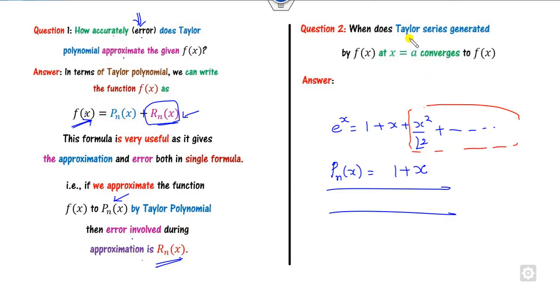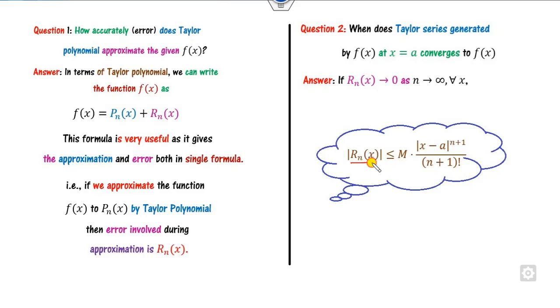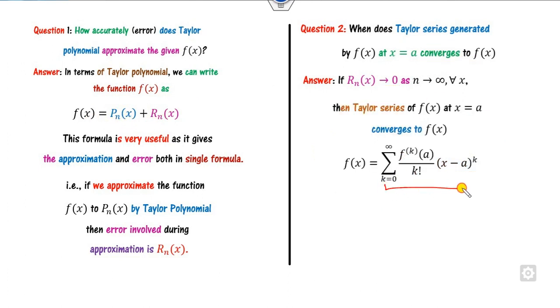The second question is when the Taylor series converges to the function f(x). That's again very simple, because this is my R_n. If you take n approaches infinity, this part goes to 0, and M is a positive number, so this goes to 0. Once R_n is 0, what is the meaning of that? f(x) and P_n(x) are the same. That means the Taylor series converges to f(x).